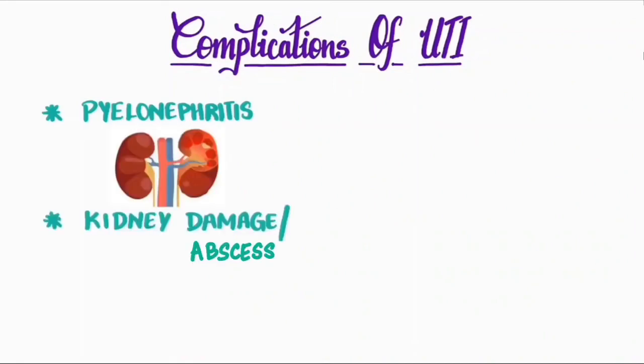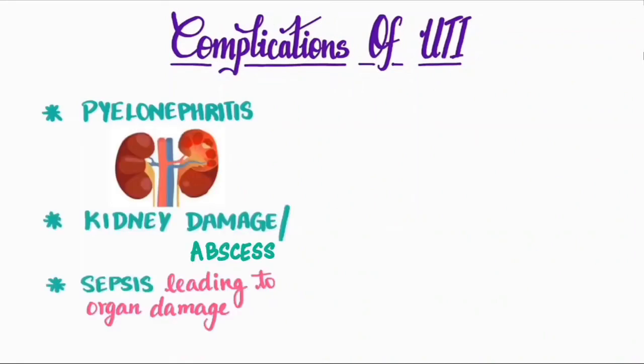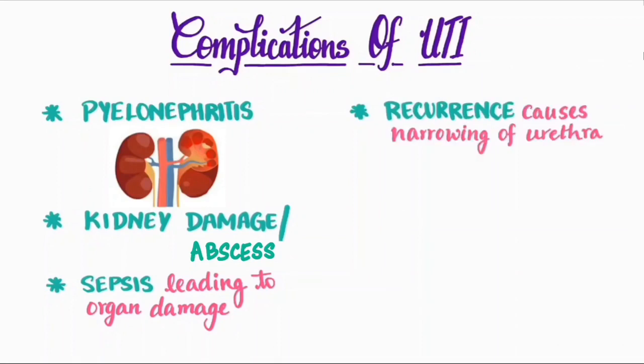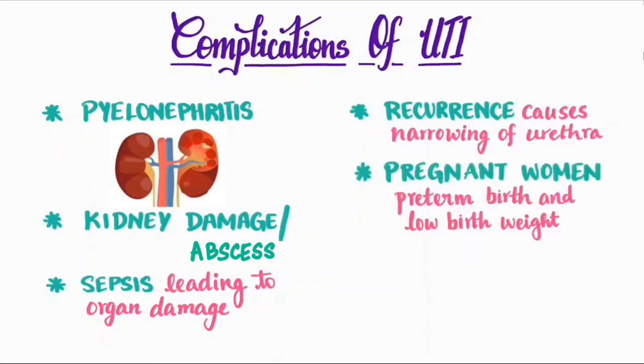Complications of urinary tract infections. Some of them are pyelonephritis, kidney damage, and sepsis, which could lead to organ damage. Recurrent UTIs could cause narrowing of the urethra, and when UTIs occur during pregnancy, there is a risk of preterm birth and low birth weight.